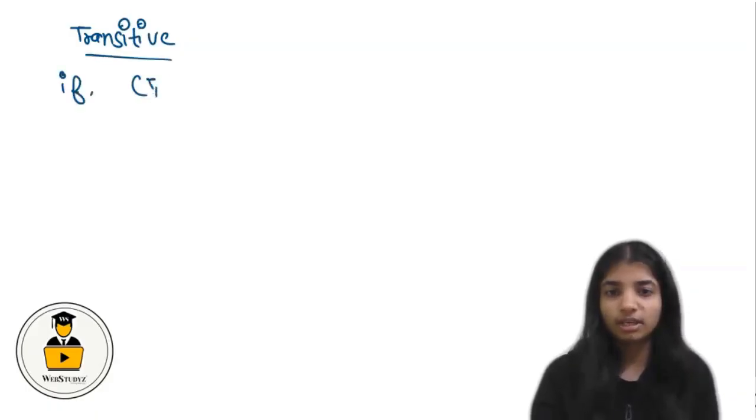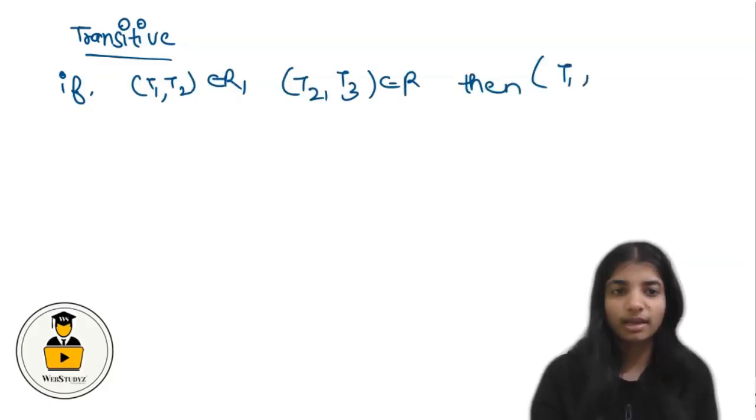Now we have to check whether the relation is transitive or not. The condition for transitivity is that if (T1, T2) belongs to R and (T2, T3) belongs to R, then (T1, T3) must belong to R.